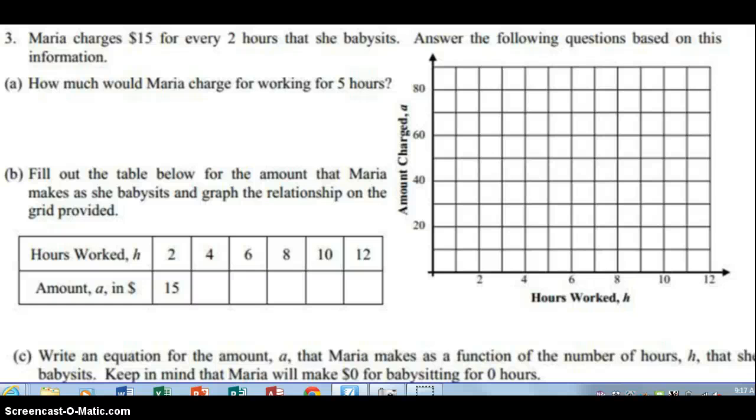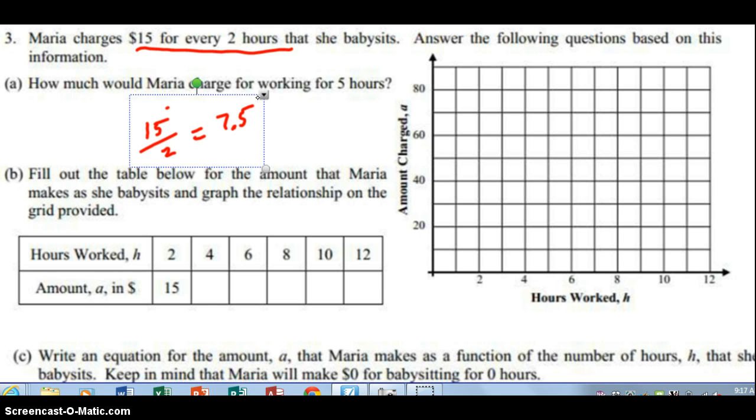Question 3. Maria charges $15 for every 2 hours that she babysits. Answer the following questions based on this information. How much would Maria charge for working 5 hours? She charges $15 for every 2 hours. If she charges $15 for 2 hours, what would she charge for 1 hour? 7.5. Yeah, if you go 15 divided by 2, you're going to get 7.5.